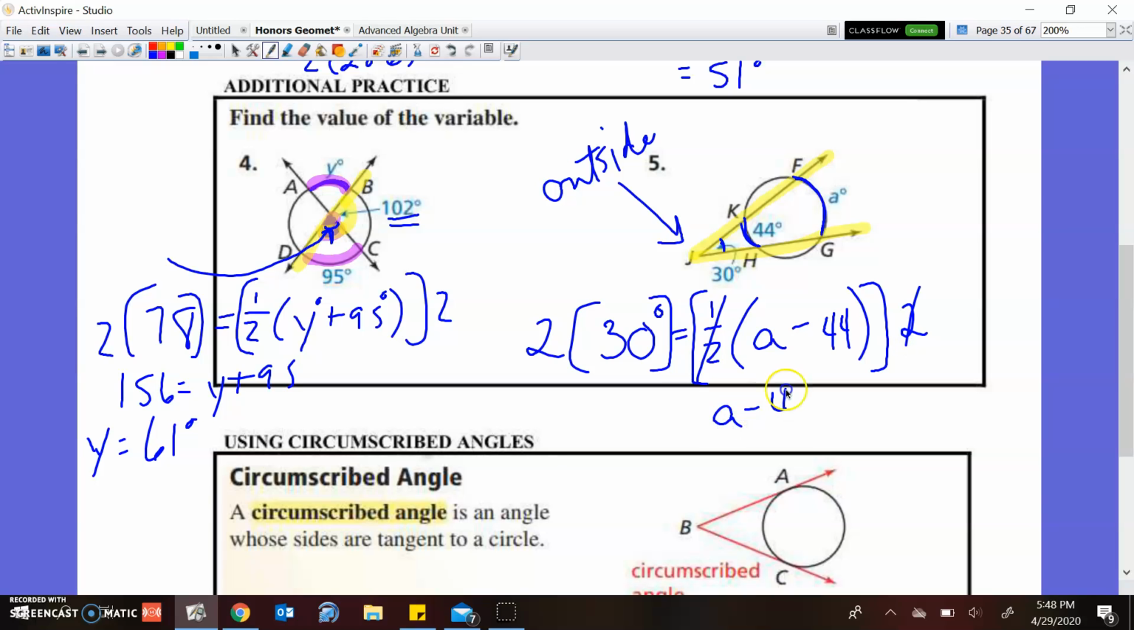And now I have A minus 44 is equal to 60. I'm going to add 44 to both sides and I get A is equal to 104. So this measure here is 104 degrees. Now obviously if I look at it, that seems realistic. 104 down to 44 down to 30. So I can see how that works.